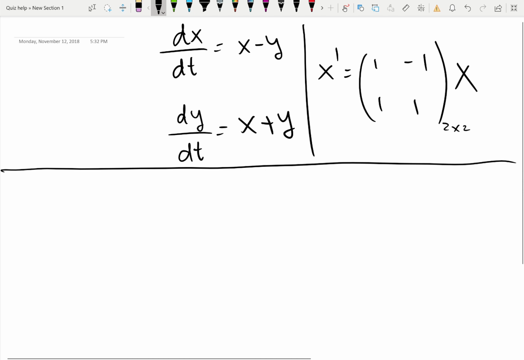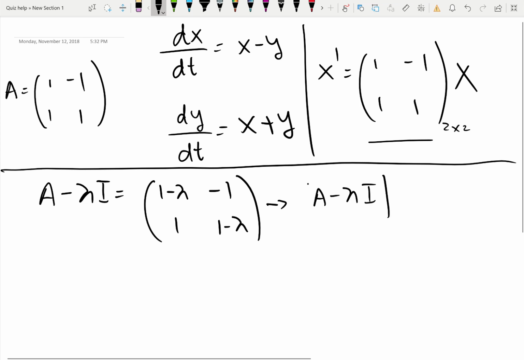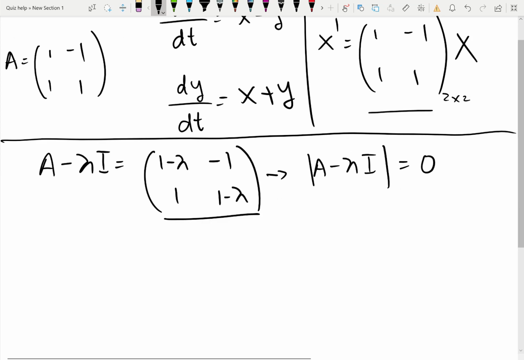We have a differential equation and we have the matrix form for that, and we know the matrix A is 1, negative 1, 1, 1. Now to find the eigenvalues, let's write A minus lambda I. So A minus lambda I is 1 minus lambda, negative 1, 1, 1 minus lambda. So we already know this. Now the next thing we do is find the determinant of the A minus lambda I matrix and make it equal to 0, right?